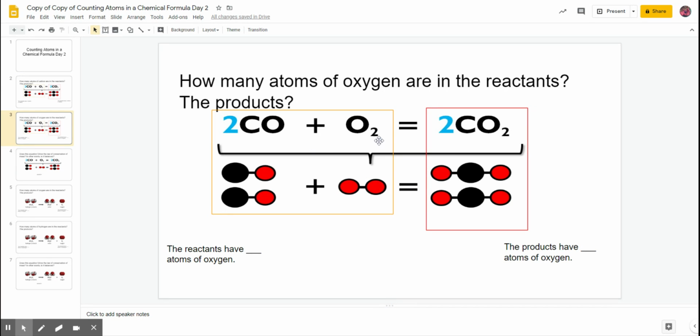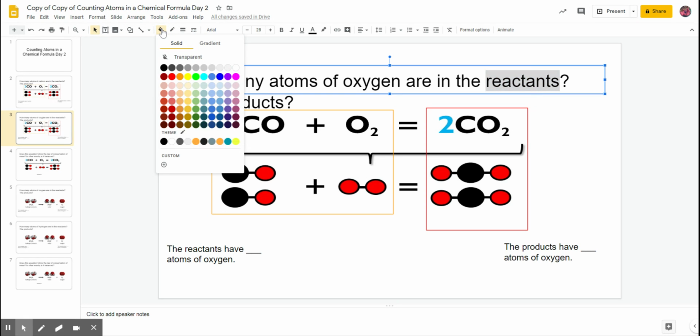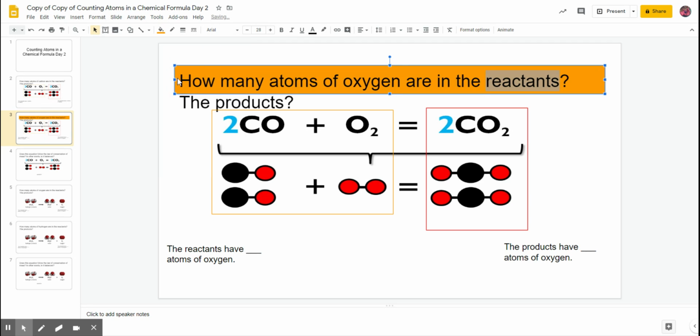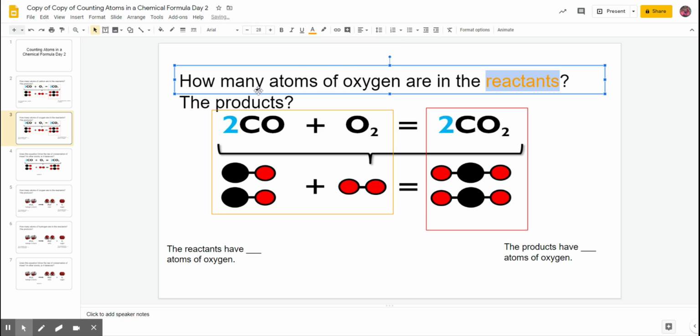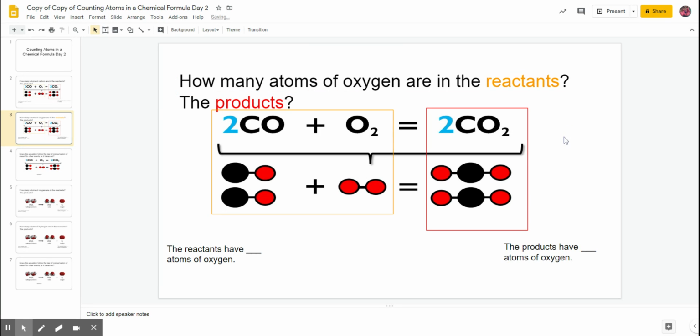And we know that right here, the left-hand side, the orange box, that is the reactants, okay? That is the reactants. Oops, I just made the whole thing orange. I just wanted to make the text orange. That is the reactants. And the red box is the products, right? Because the left-hand side, what starts off the reaction, is called the reactants, and what you end up with, what you produce, is called the products. And now we're just going to do counting atoms like we have been doing.